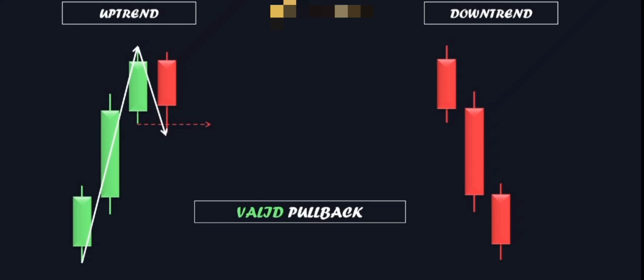It's important to emphasize that the color of the candle does not play a role in identifying pullbacks. Similarly, in a bearish scenario, a valid pullback occurs when a candle breaks above the highest point of the previous candles, sweeping liquidity in the process. To solidify our understanding of pullbacks, let's examine more examples.